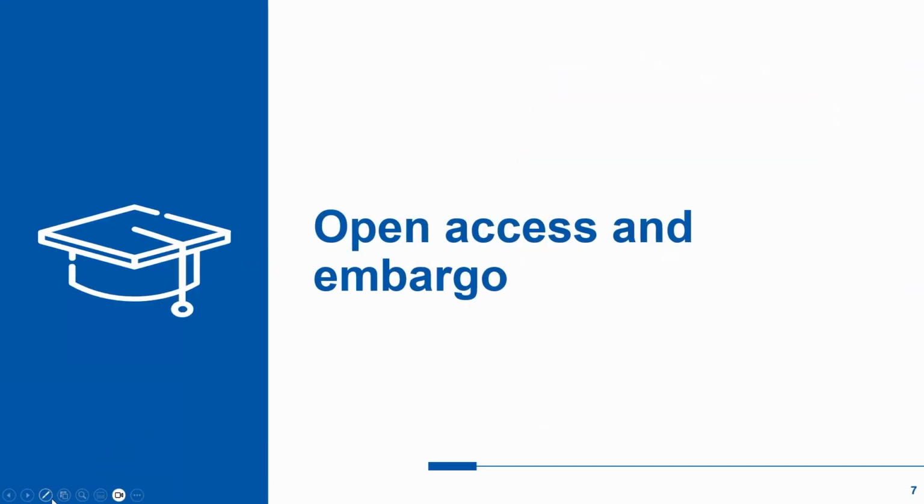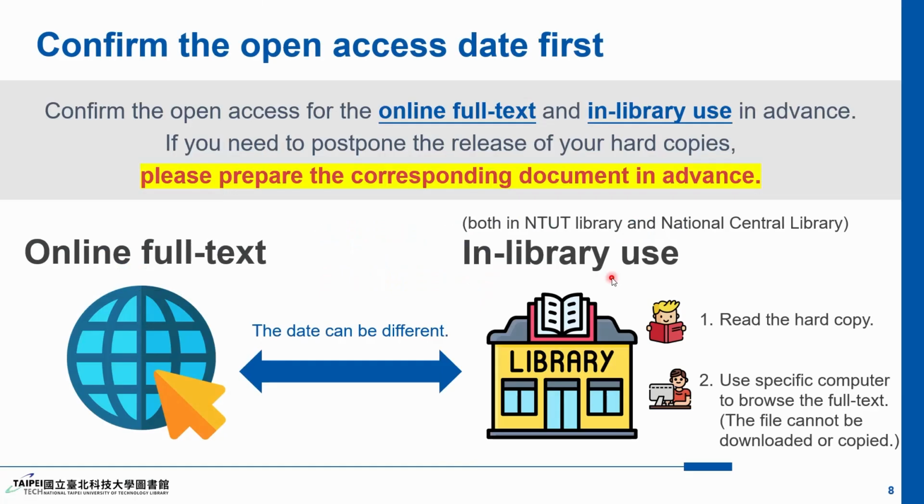Before we start the upload process, let's go over the rules for making your thesis public. When you upload your thesis, you'll need to make some choices and upload corresponding documents. There are 2 main options for public access: online full text and in-library use. You can set different dates for these two. The online full text option is for when you want your thesis to be fully accessible online, and you and your advisor can decide on the release date for this.